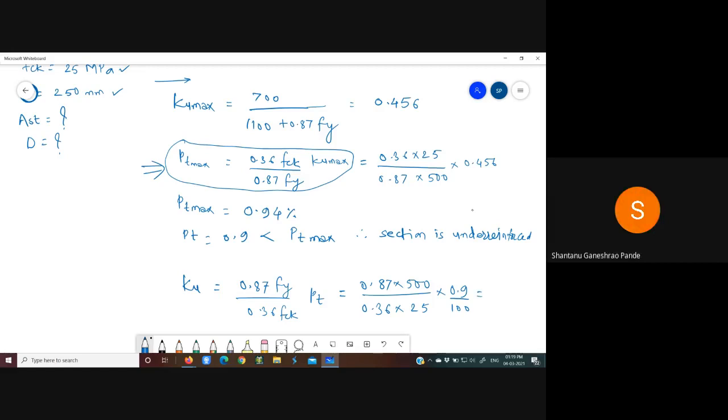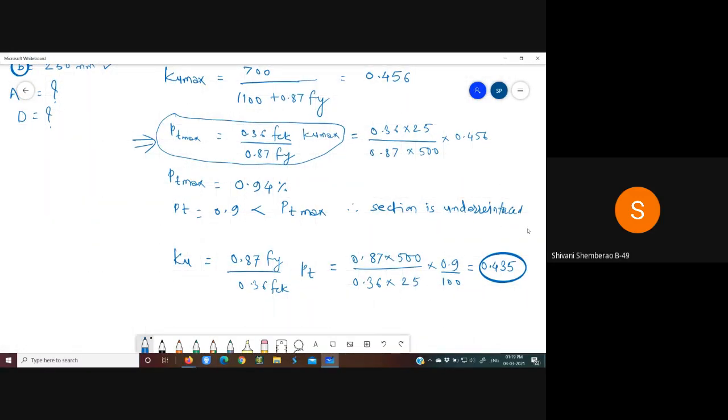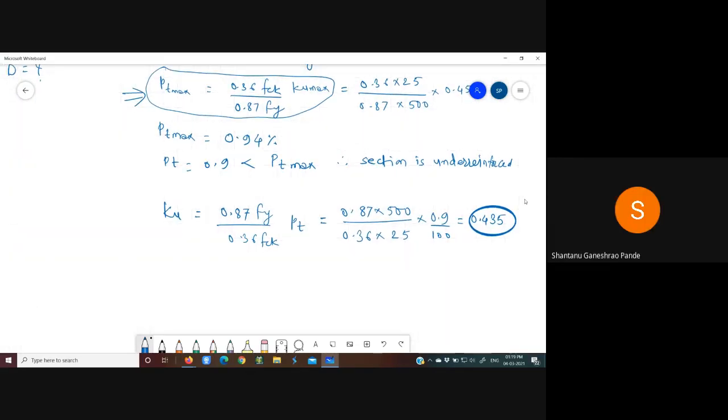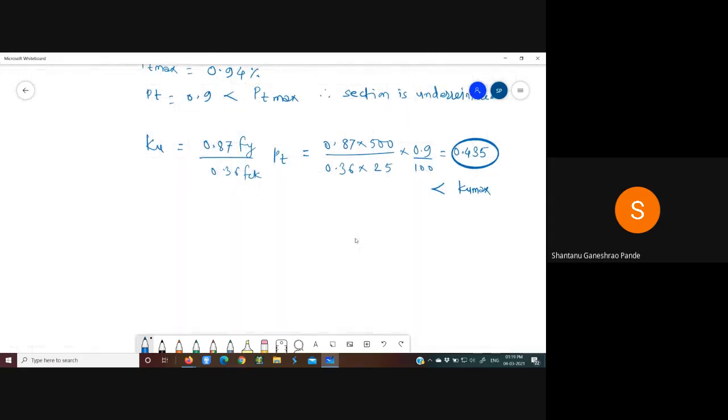43.5. So this is 0.9%, so you have to divide it by 100. So it comes out to be 0.435. All of you getting this value? Yes, sir. Fine. Now this value also you are getting less than KU max. So hence again it is proved that the section is under reinforced. Now next we will calculate RU value.